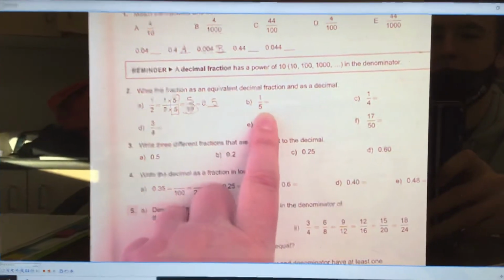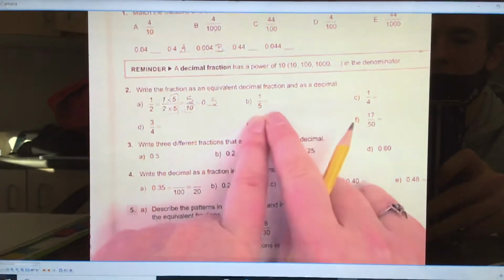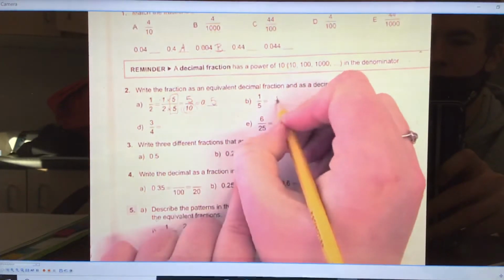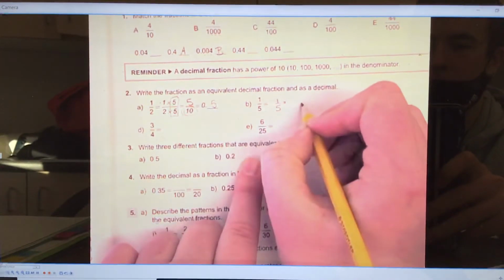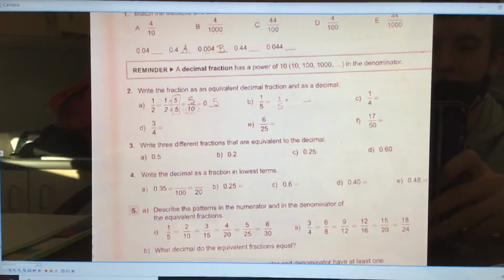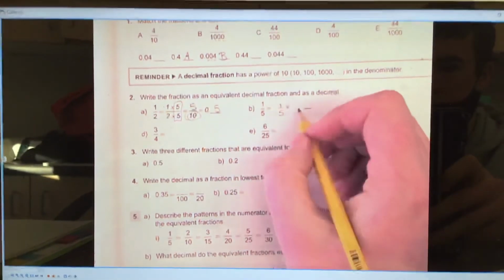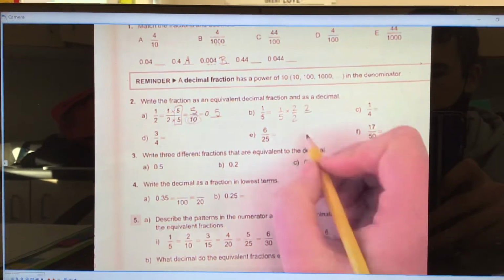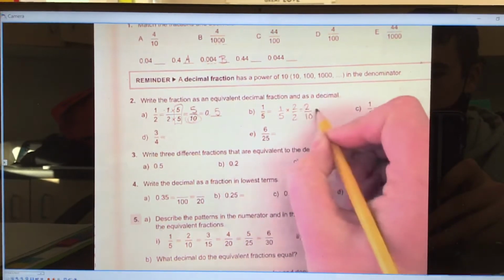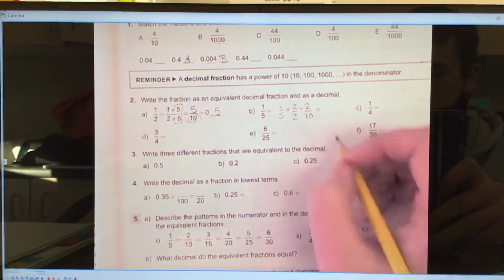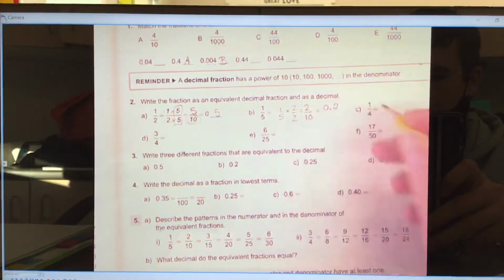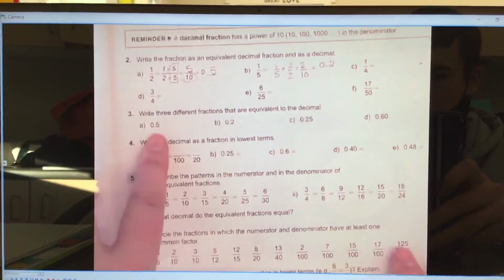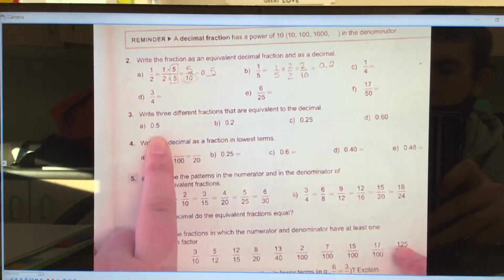Damien, you're going to help me with B. So if we have 1 out of 5, what do I need to multiply that by to make it a power of 10 on the bottom? 2. Multiply it by 2, do the same to the top and the bottom, so that gives me 1 times 2 is? 1 times 2, sorry. And 5 times 2 is? 10. And then what will that be as a decimal? 0.2. Okay?